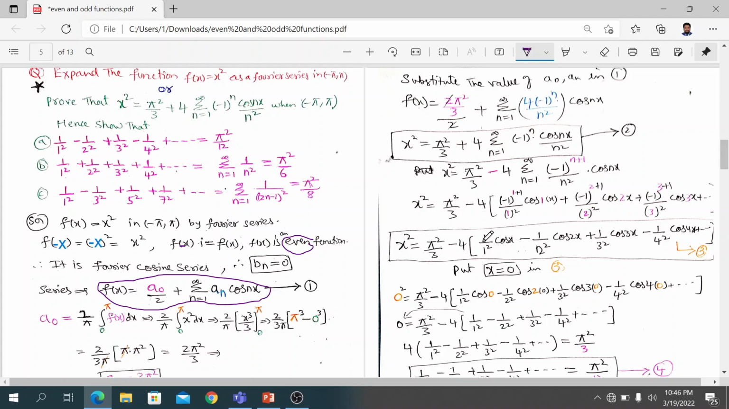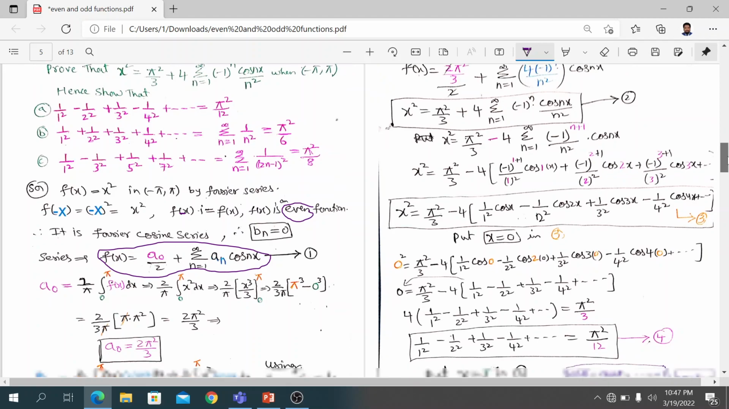1 plus 1, 2, minus 1 whole square, plus 1 by 1 square cos x. This is my odd number 3. So minus 1 by 2 square cos 2x. 3 plus 1 is 4, so it becomes 1 by 3 square cos 3x minus 1 by 4 square cos 4x, and so on. Mark it as third equation.